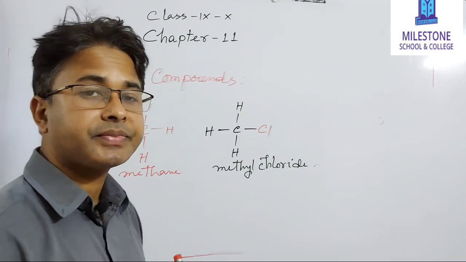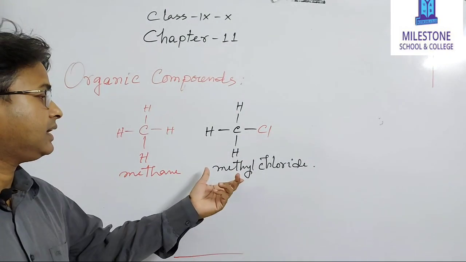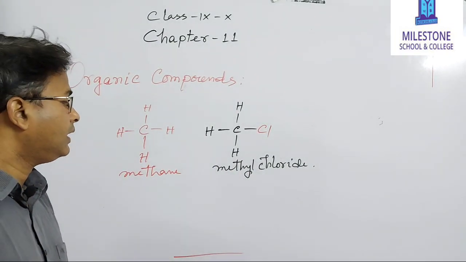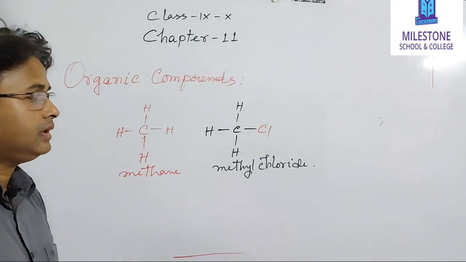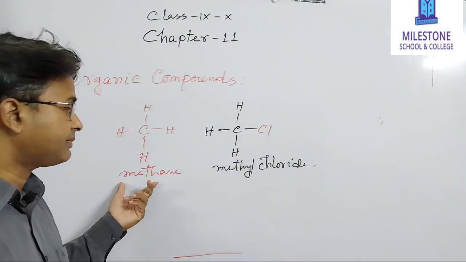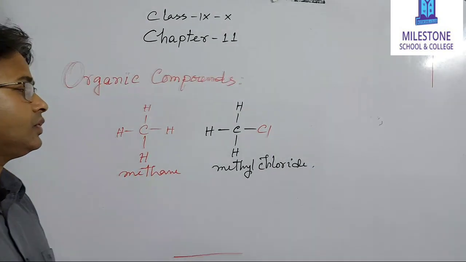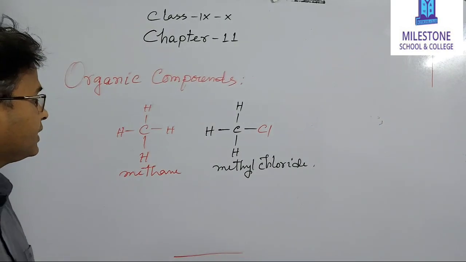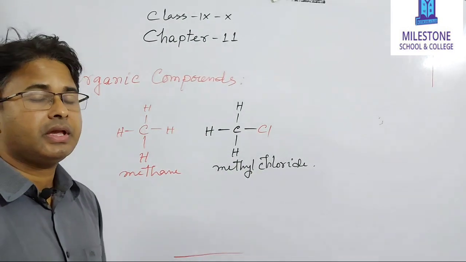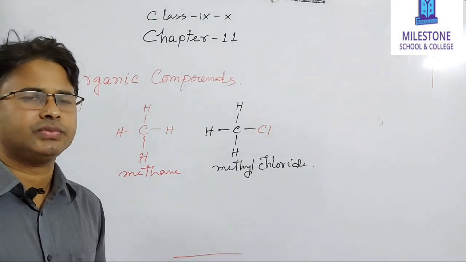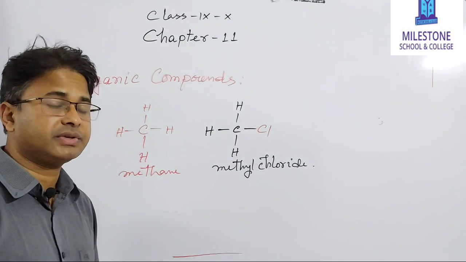So, dear learners, I can say methyl chloride is a derivative of methane. As methane is a hydrocarbon, of course methyl chloride is a derivative of a hydrocarbon. So, come to the definition: hydrocarbons and their derivatives are called organic compounds. I would like to show you another two examples to make your conception more clear.